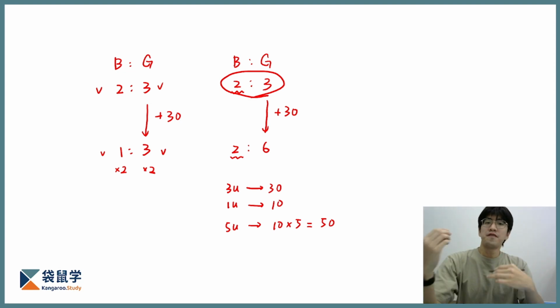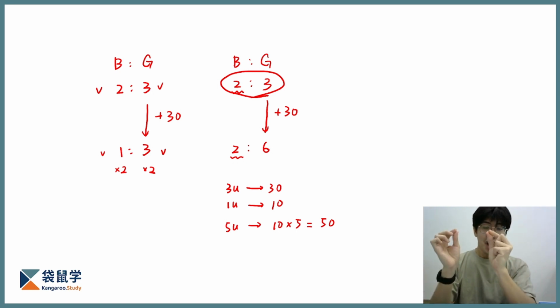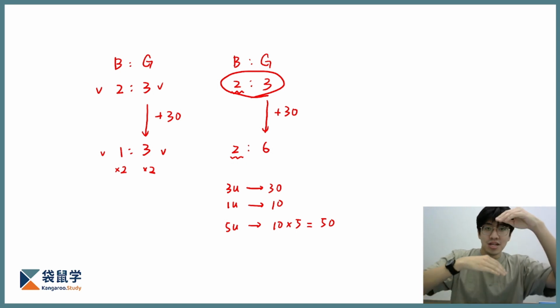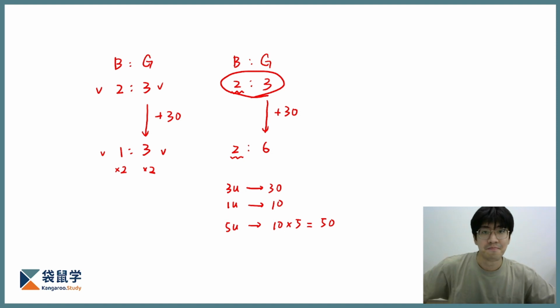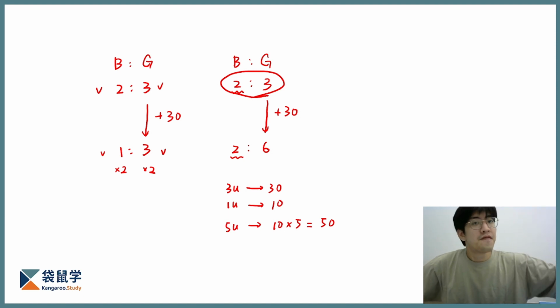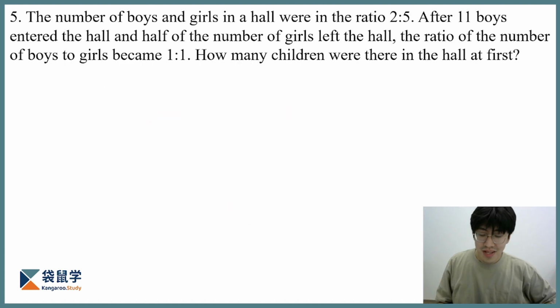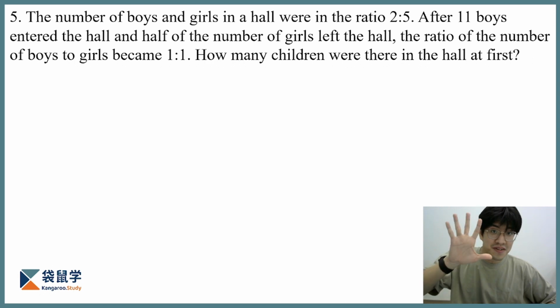So before you do anything on a ratio word problem, you need to check whether the quantity corresponding to 1 unit in two different ratios is the same. And if not, you will have to make them consistent first before you move on. So now understanding this, let us move on to the question of the day, question 5.